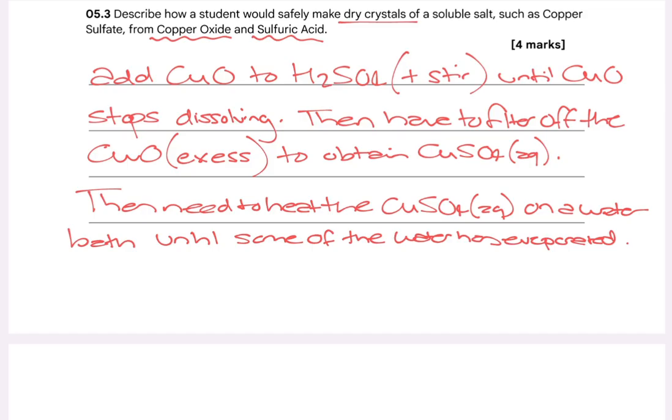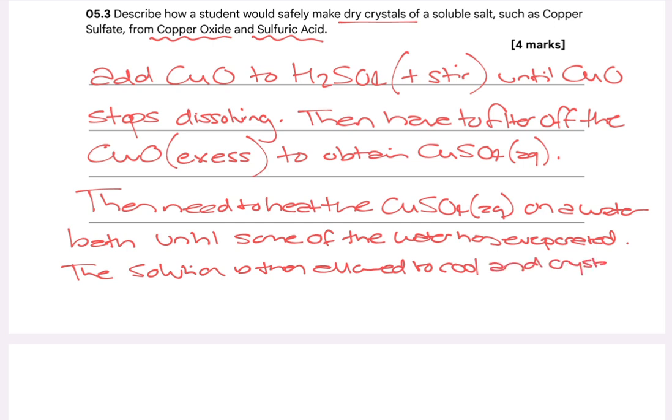Once we've evaporated some of that water from the copper sulfate solution, the solution is then allowed to cool, and that process of cooling allows crystallization to happen, therefore generating crystals. So the solution is allowed to cool, and crystallization forms crystals. Once we've got those crystals, we can then do a further filtration step.